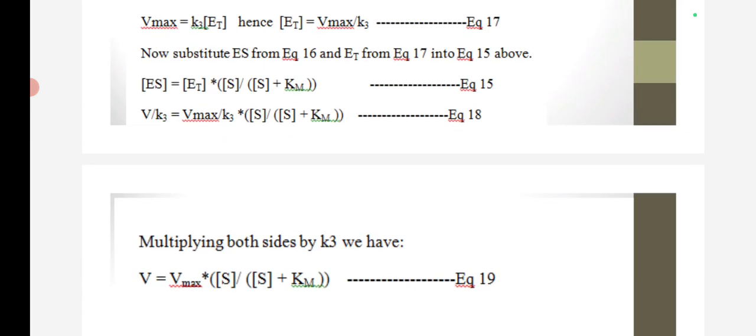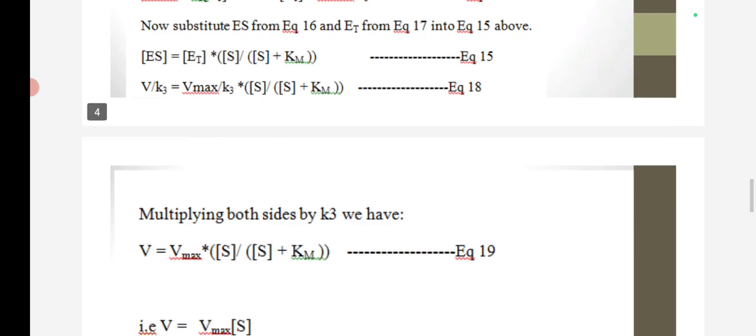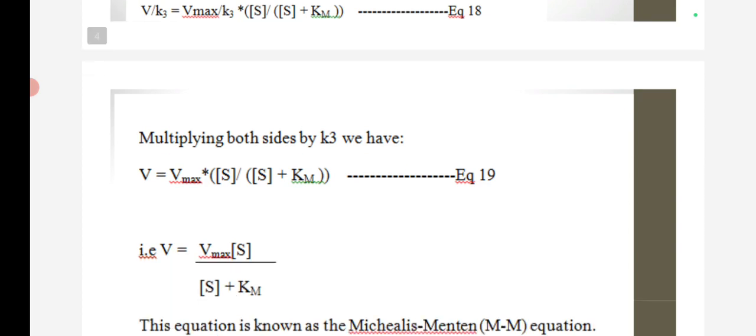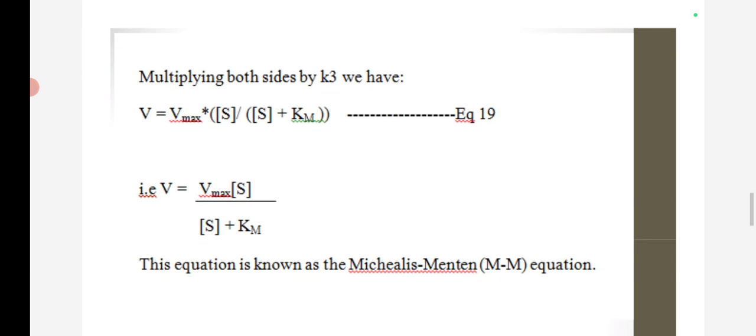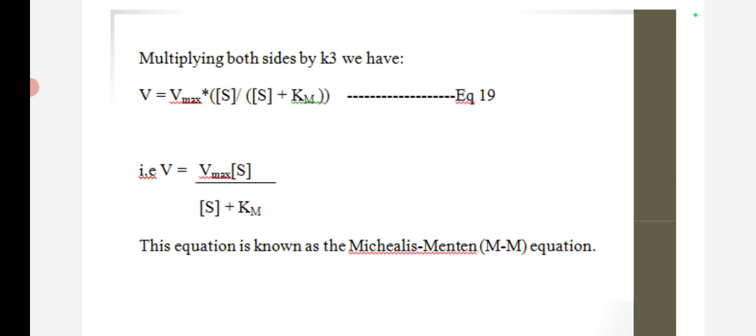Now multiplying both sides by K3. We are now multiplying by K3, so the divided K3 on both sides will be removed. Now we get V naught equals Vmax into substrate concentration divided by substrate concentration plus Km, for equation 19. Finally, V naught equals Vmax substrate concentration divided by substrate concentration plus Km, or otherwise Km plus substrate concentration. This is the final equation of Michaelis Menten.